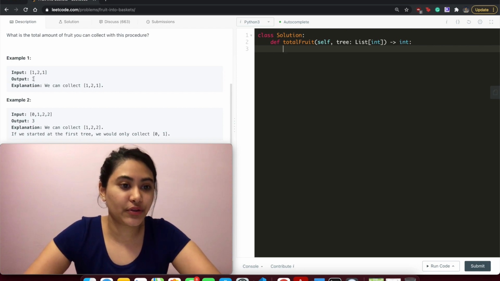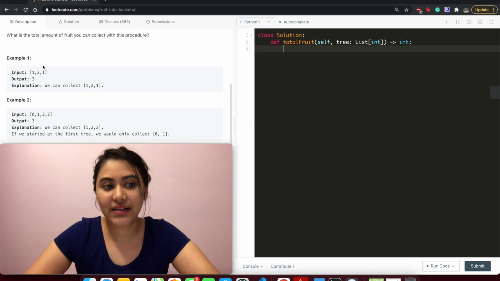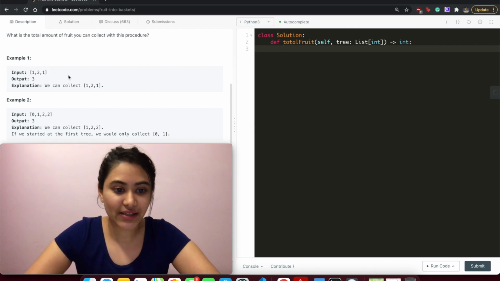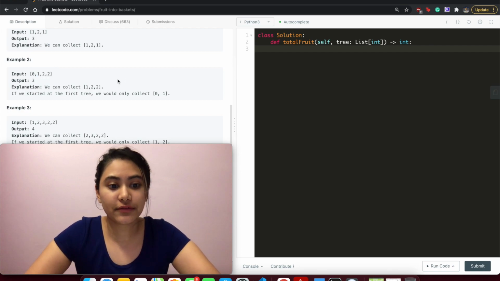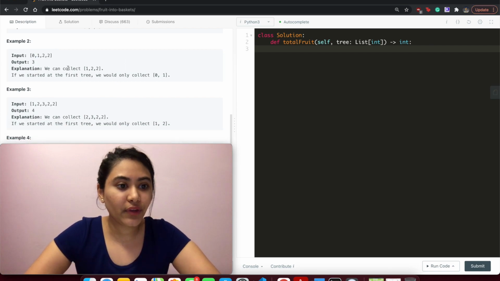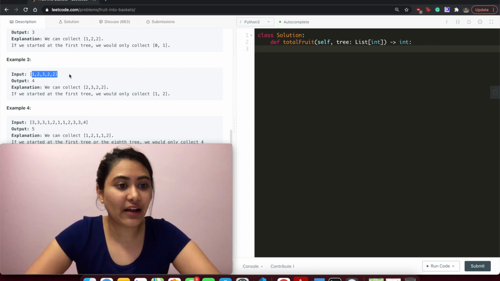So example 1, we have 1, 2, 1. Here we output 3, since we can collect all of that. One basket would be 1s, the other one would be 2s, so we only use 2 baskets for this. Then over here, 0, 1, 2, 2. Then we output 3 because 1, 2, 2 are the fruits that we can collect. For 3, we have this input, and our output is 4. 2, 3, 2, 2 are the 2 types of fruits that we can collect.